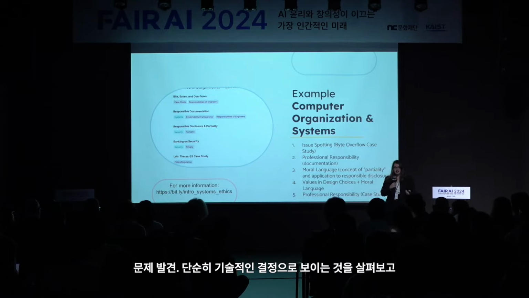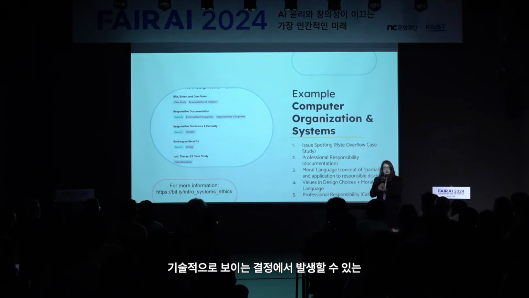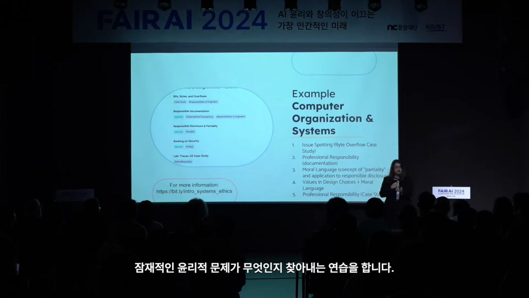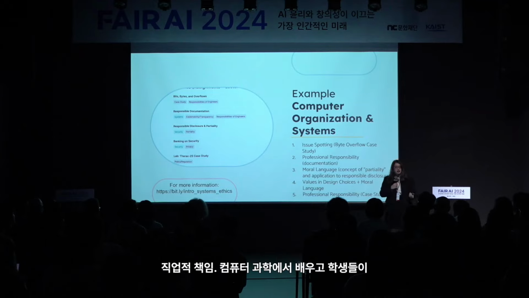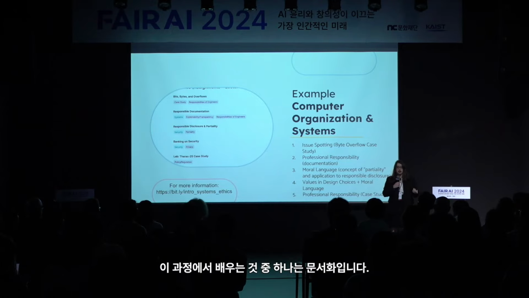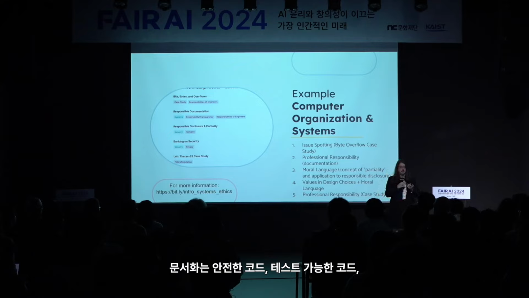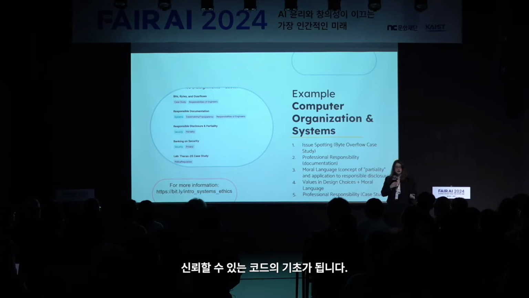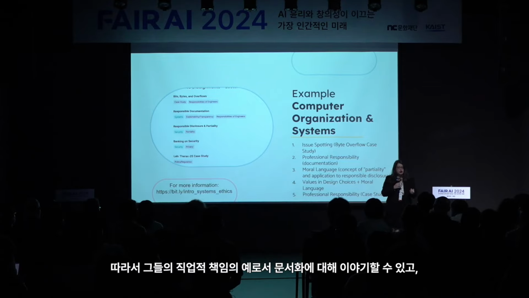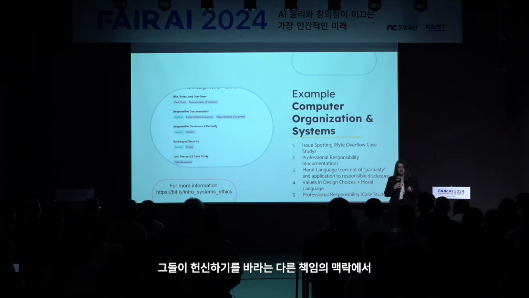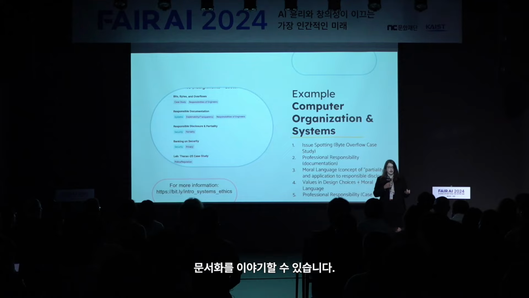So issue spotting. Let's practice looking at what seems to be just a technical decision and spotting what are the potential ethical issues that might arise in this seemingly technical decision. Professional responsibility. So one of the things that computer science students learn in this course is documentation. And documentation is something that is the basis of secure code, testable code, reliable code. So we can talk about documentation as an example of their professional responsibilities and put it in the context of other responsibilities that we're hoping that they will commit to.